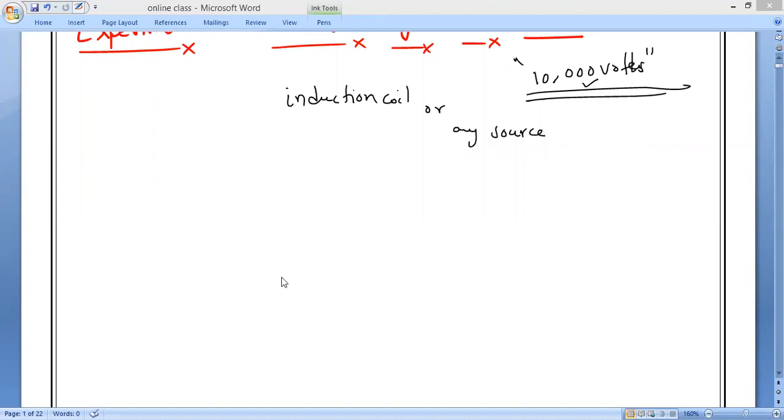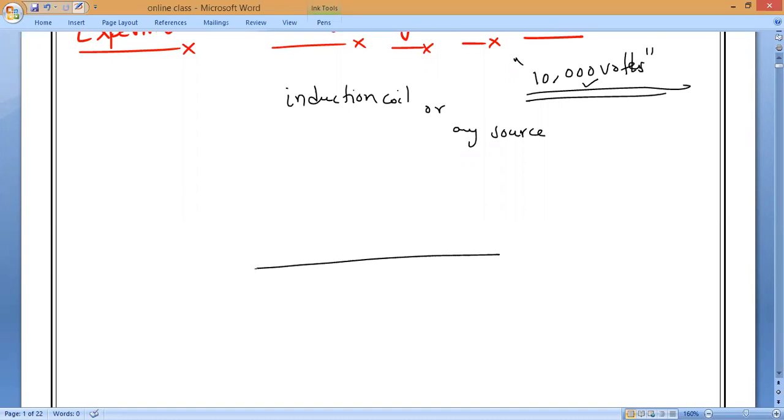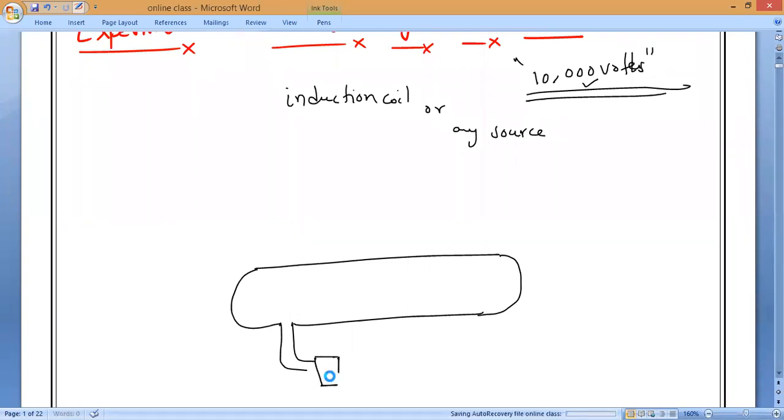Now, if you have taken a discharge tube, just for speed I will draw. Let us consider one discharge tube. So this is the discharge tube. Now here I am connecting a vacuum pump.